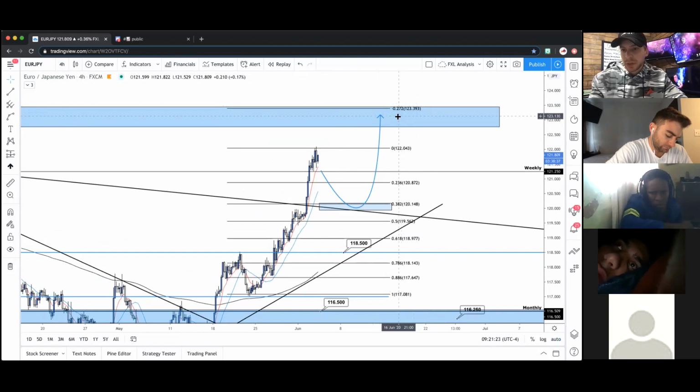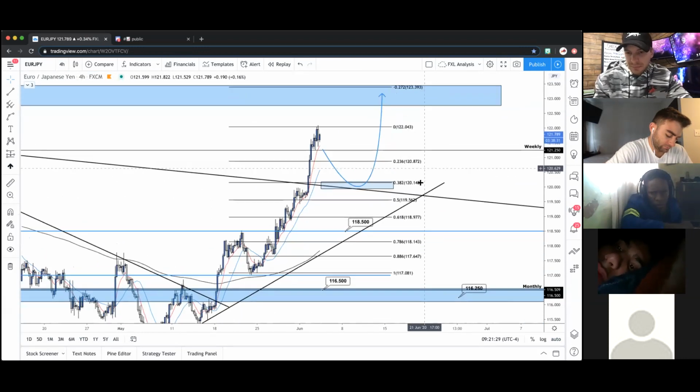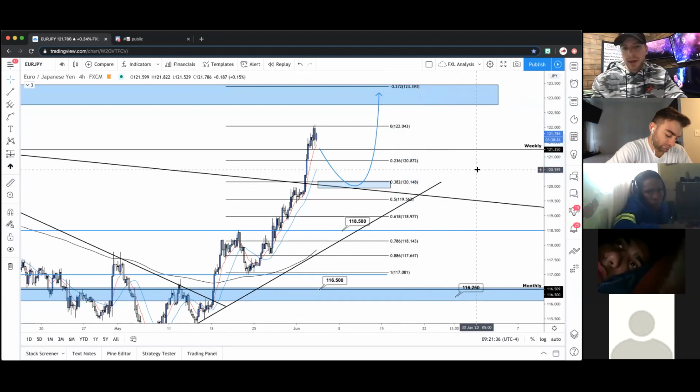What is it? 120? Yeah, about 123. So this is a huge level. Also lines up with our negative 27 fib level. A super good level to target. This is super likely that it's going to happen. It's about 300 plus pips. But again, we just want to wait.